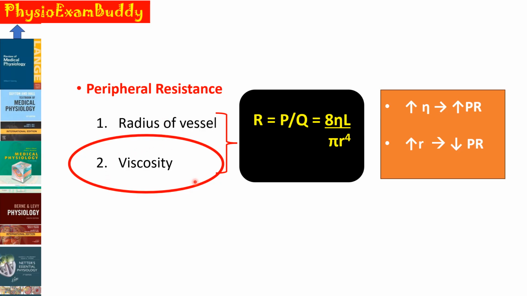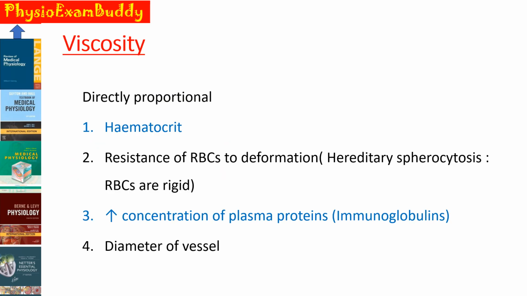Now we are moving on to the next factor which affects the peripheral resistance, that is the viscosity of the blood. So viscosity actually has a direct relationship with the peripheral resistance. First we will see what are the factors which are directly proportional to the viscosity and which will increase the peripheral resistance. So the viscosity is directly proportional to the hematocrit of the blood, and the resistance of the RBCs to deformation, like in conditions like hereditary spherocytosis where RBCs are rigid, there will be an increase in viscosity. And whenever there is an increase in the concentration of the plasma proteins like immunoglobulins in the blood, that will also increase the viscosity and thereby peripheral resistance.